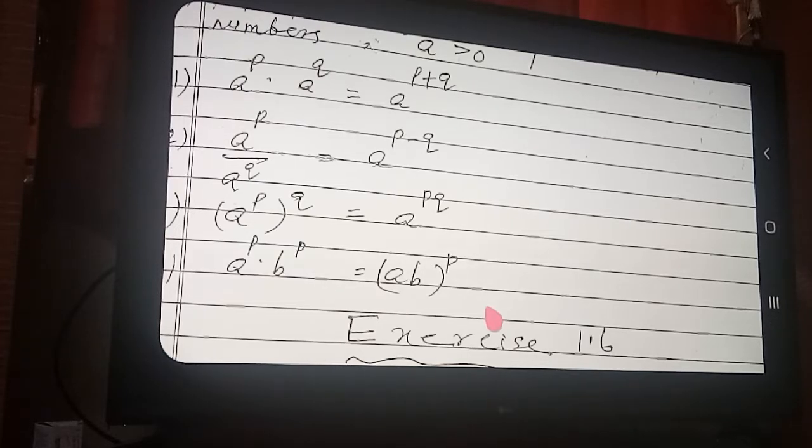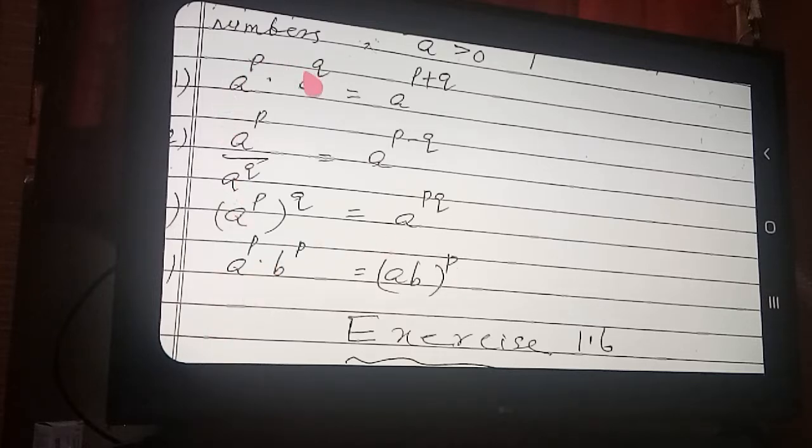And next one, a into b the whole raised to m is equal to a raised to m into b raised to m. So the same we are repeating here also, in this rational case. You also repeat the formulas along with me. a raised to p into a raised to q is equal to a raised to p plus q. a raised to p divided by a raised to q is equal to a raised to p minus q. a raised to p the whole raised to q is equal to a raised to pq. a raised to p into b raised to p is equal to ab the whole raised to p.